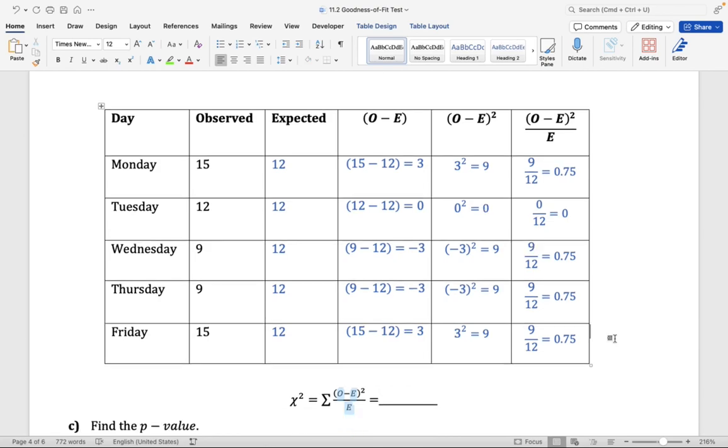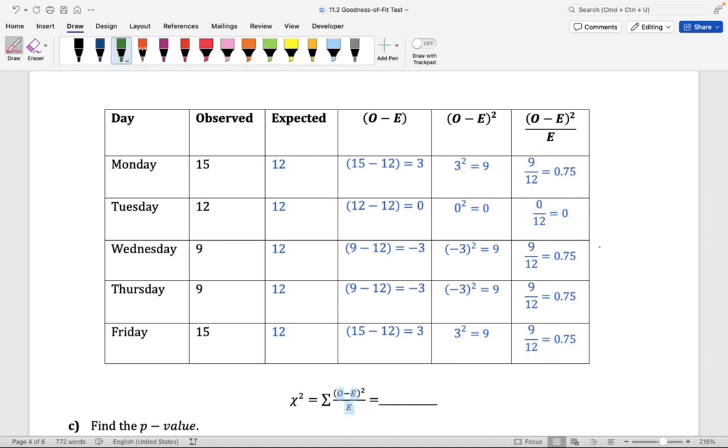Again, if we had a fraction and we were to enter that fraction into the calculator and we get a value that is not a terminating decimal, then we would leave that expression as a fraction. We don't want to do any rounding here. Now that we're done computing (O minus E) squared divided by E for each of the categories, to find the test statistic, we simply need to add all those values. So here we're adding all the values in the last column.